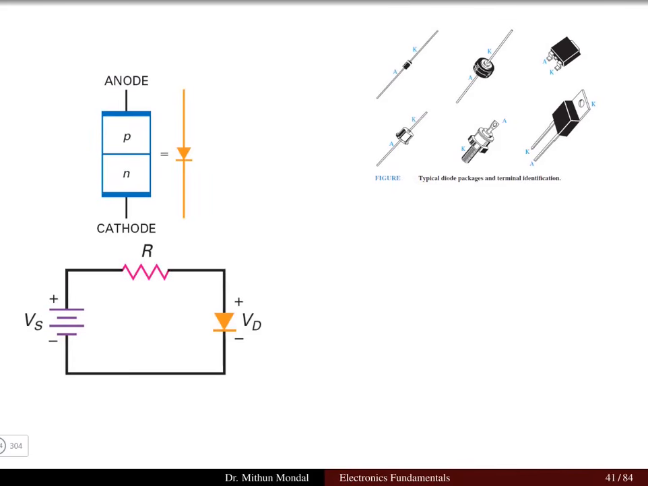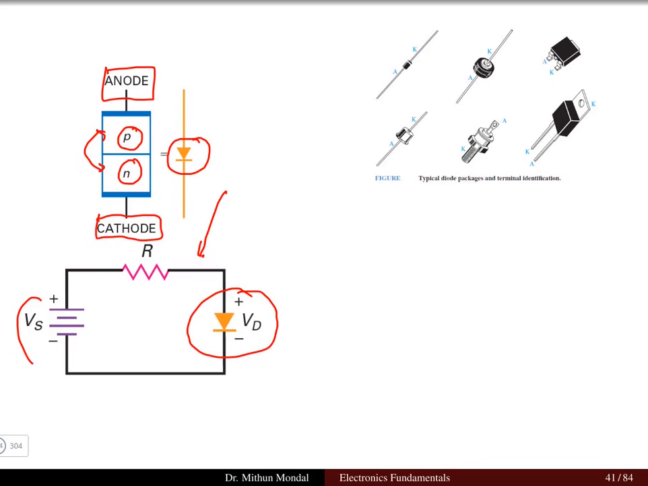So the P-type and N-type semiconductor materials are now joined together to form the diode, and we have two terminals. One is known as the anode and the other is known as the cathode. The symbol is given with an arrowhead and a bar, and in the circuit, the diode will be connected to the DC source through some internal or external resistance.